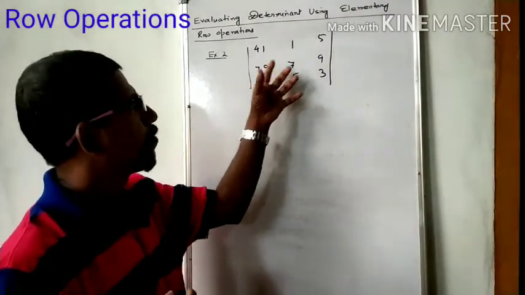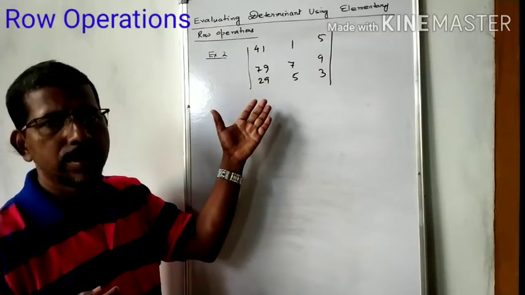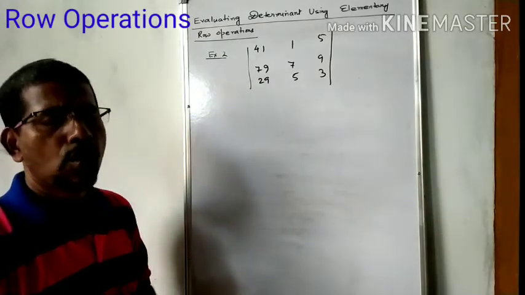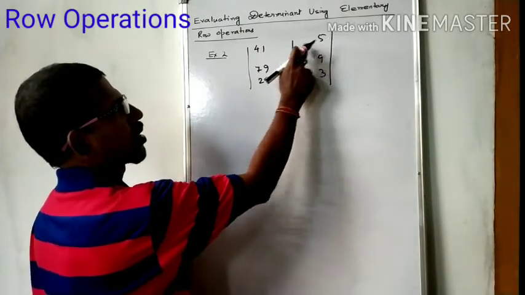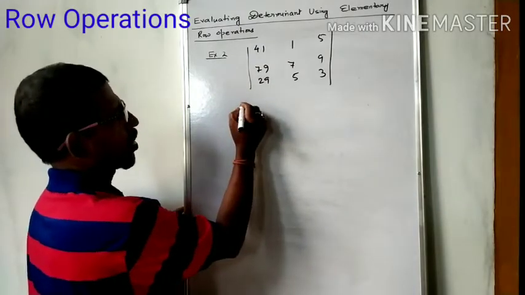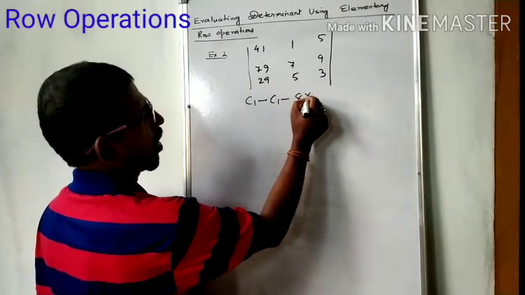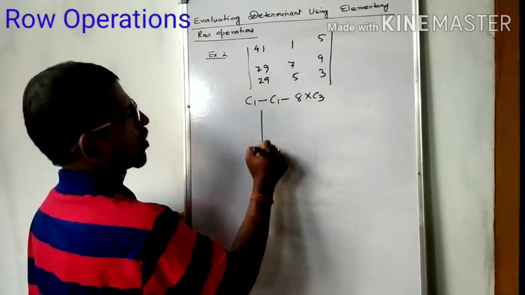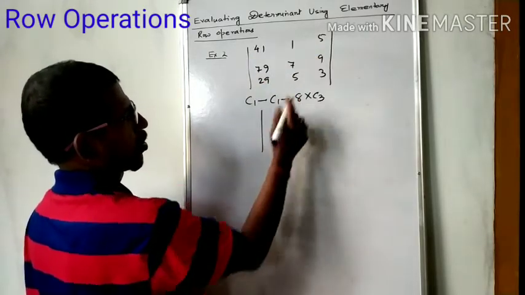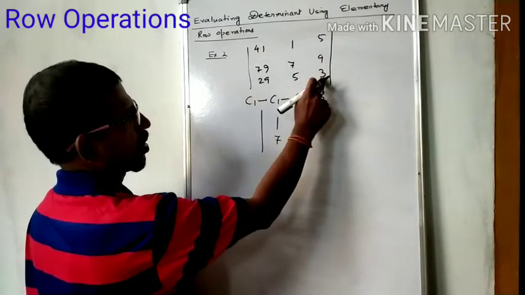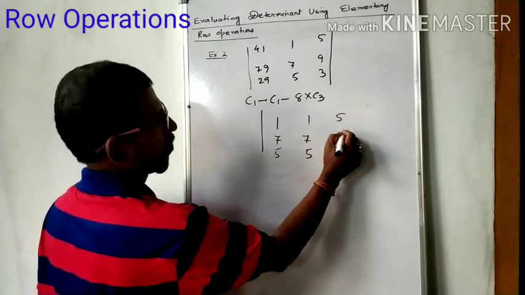Example number 2. If you get this determinant to find its value, that one is a very big number, so definitely you have to use row operations. So what is the operation? 41. You have to multiply a number such that it will be nearest to this column. So we can use C1 tends to C1 minus 8 times C3. 41, 5 eights are 40, so it will be 1. 79, 72, so it will be 7. 29 minus 3 eights are 24, so it will be 5. 1, 7, 5, 5, 9, 3.